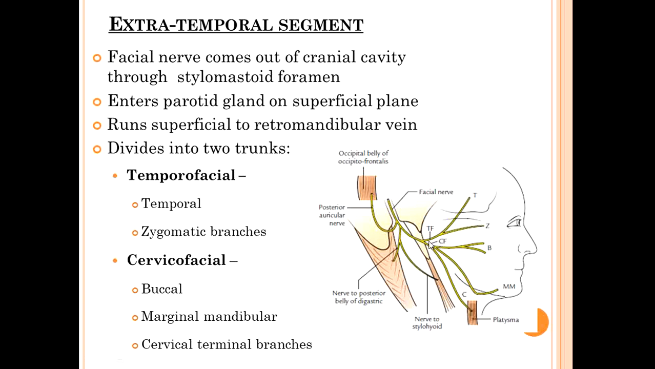See, this is the extratemporal segment. So it is having two trunks. It is dividing into temporofacial here, and another one is cervicofacial. So temporofacial is further giving two branches: one is temporal and another is zygomatic. Cervicofacial is giving three branches: one is buccal, another one is marginal mandibular, and another one is here, the cervical branch. Okay, so these are the terminal branches of the facial nerve.